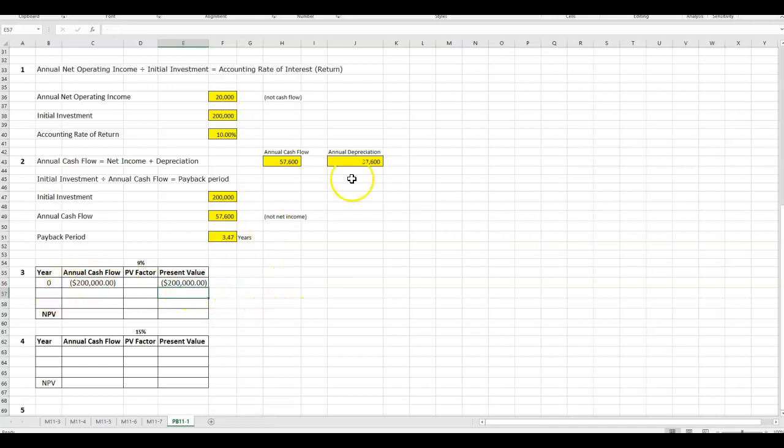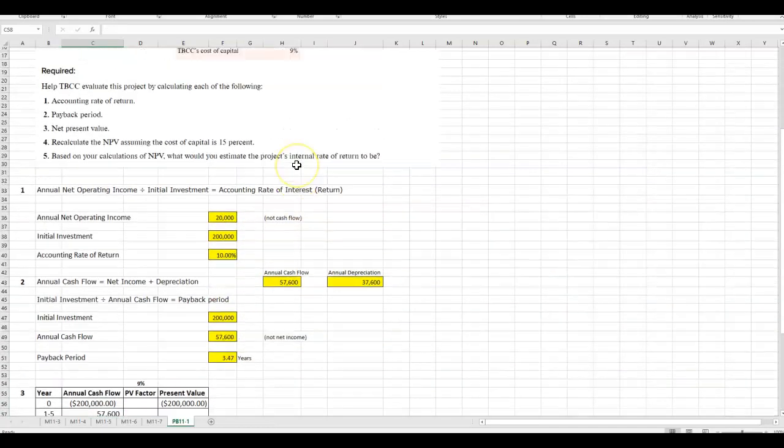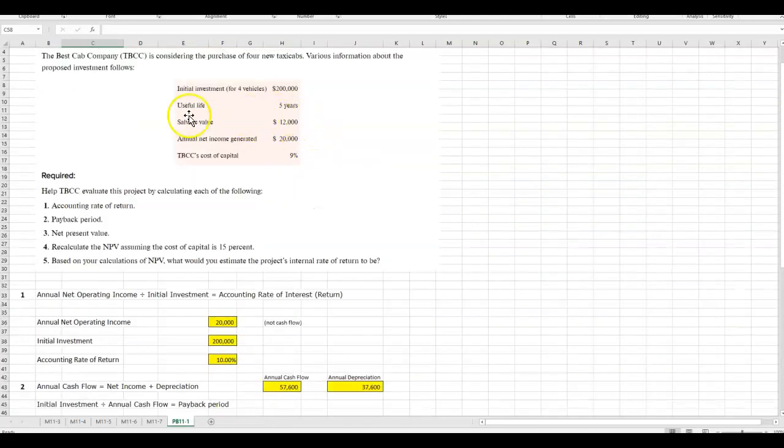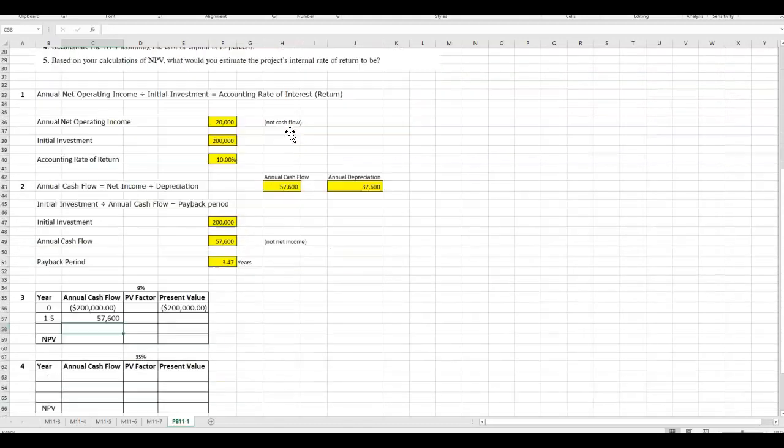Cash flow for years 1 through 5 is 57,600. But we also have something else going on at the end. We have a salvage value. So we can get $12,000 at the end. So in year 5, we can get $12,000.